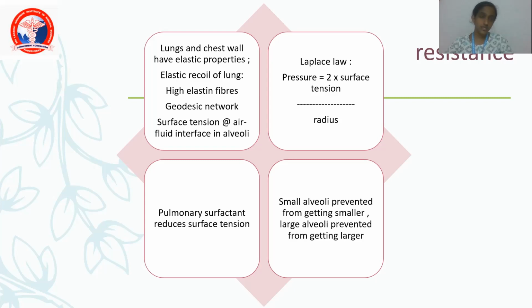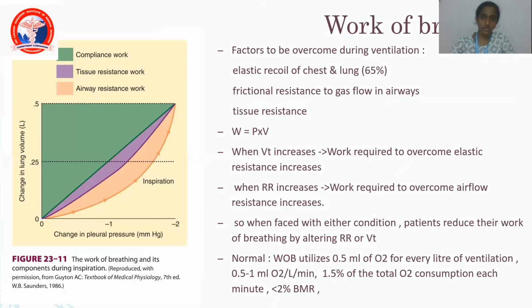So what is the God-made thing that helps in reducing the surface tension in our alveoli? It is the pulmonary surfactant. What is the role of pulmonary surfactant? It prevents the smaller alveoli from getting even smaller. At the same time, it prevents the larger alveoli from getting even larger. That is the application of Laplace's law.